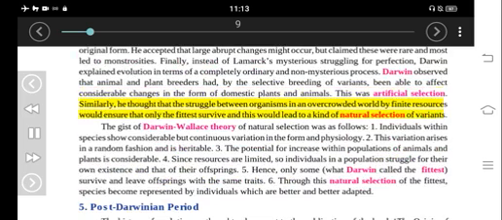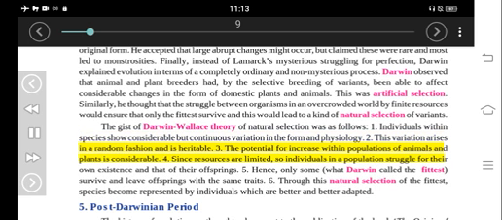Similarly, he thought that the struggle between organisms in an overcrowded world of finite resources would ensure that only the fittest survive, and this would lead to a kind of natural selection of variants. The gist of Darwin-Wallace theory of natural selection was as follows. 1. Individuals within species show considerable but continuous variation in the form and physiology. 2. This variation arises in a random fashion and is heritable.